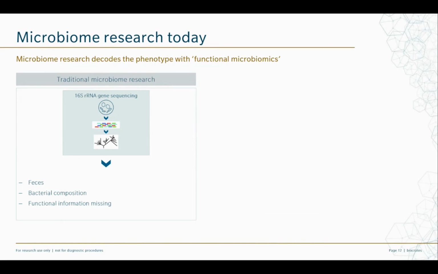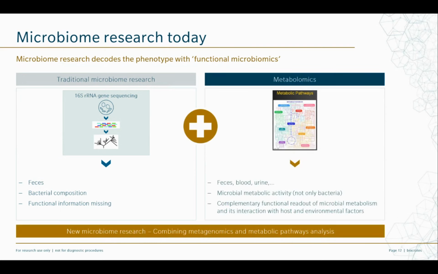And most importantly, quantitative functional information is missing, since the absence of a microbial species does not automatically mean that all its functions are missing as well. Usually, there are other species that can take over and exert these functions. So it's more important to know which functions are present than which bacterial species are there. And this is where metabolomics comes into play. Metabolites derived from the gut microbiome can be quantified in feces, but also in other, more systemic matrices such as blood or urine, where there are no microbes present.